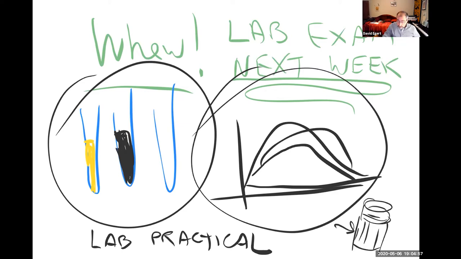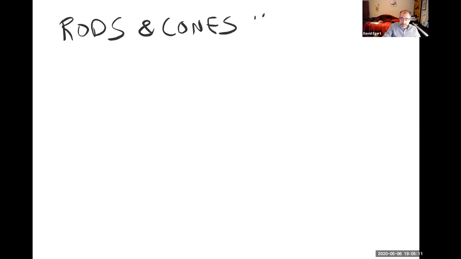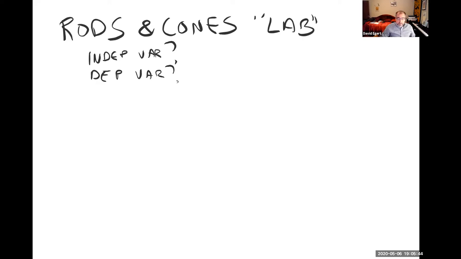So let's do a little review there. We started with the rods and cones lab. This was the first place where we started calling it a lab. This is where you got to see me drop a stick and Becky catch it. For each of these labs that we did, you should definitely think about what is the independent variable? What was the dependent variable? For this lab, what is the independent variable? Level of light. Exactly. We had the level of light, the brightness.